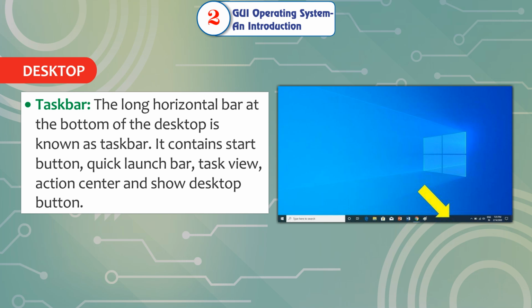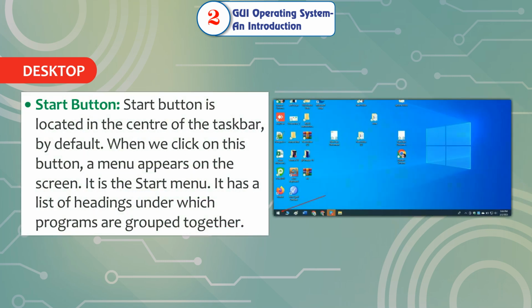Taskbar. The long horizontal bar at the bottom of the desktop is known as the taskbar. It contains the Start button, Quick Launch bar, Task View, Action Center and Show Desktop button. Start button. The Start button is located in the center of the taskbar by default. When we click on this button, a menu appears on the screen. It is the Start menu. It has a list of headings under which programs are grouped together.